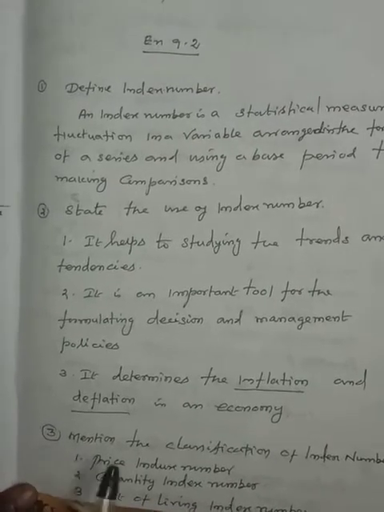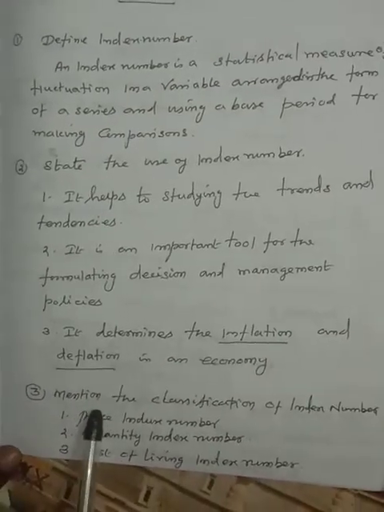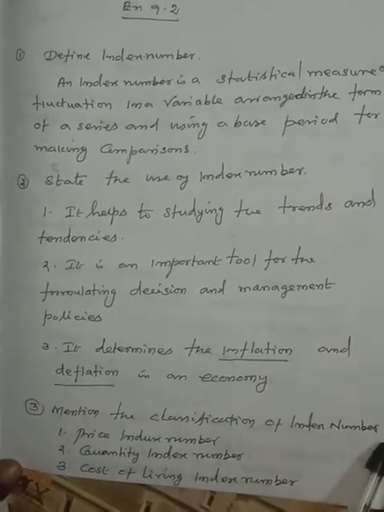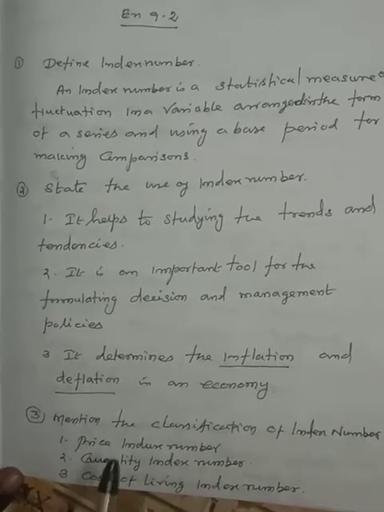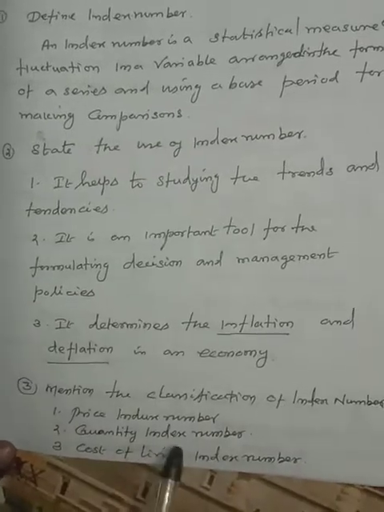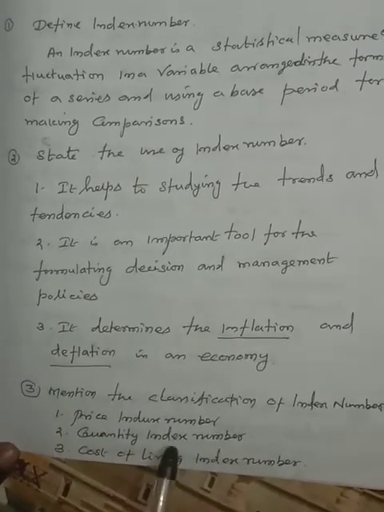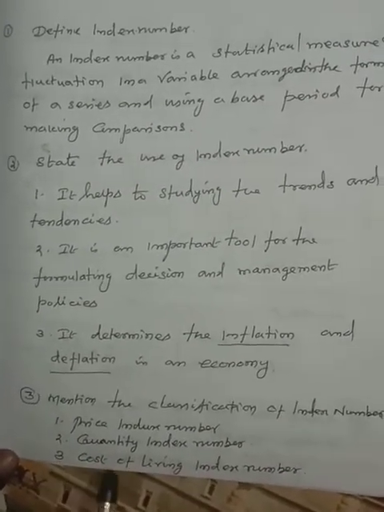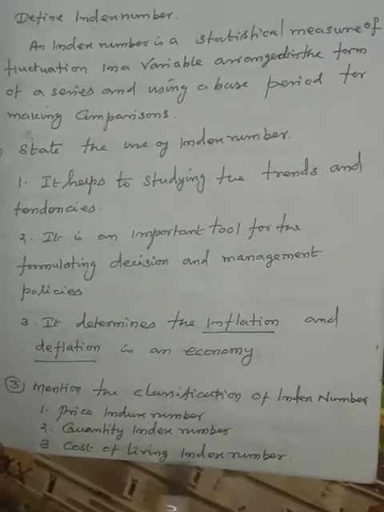Question number 3. Mention the classification of index number. Number 1, price index number. Number 2, quantity index number. Number 3, cost of living index number.